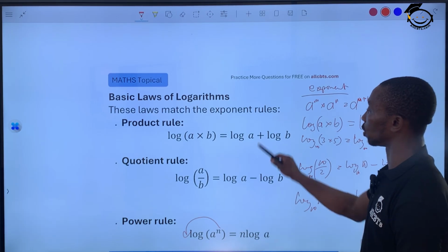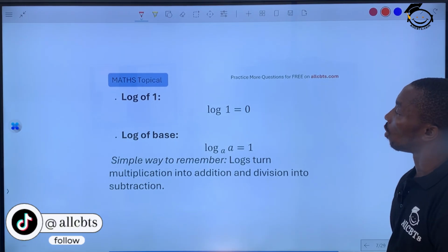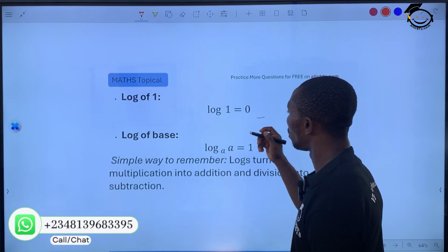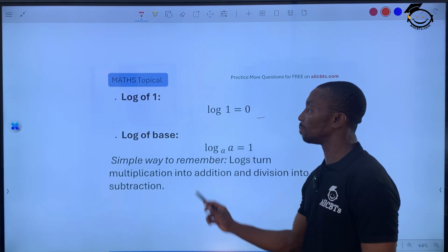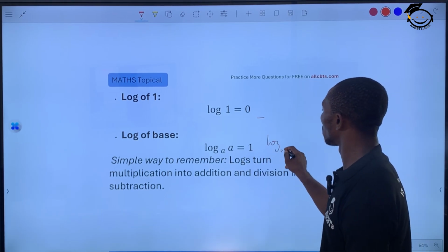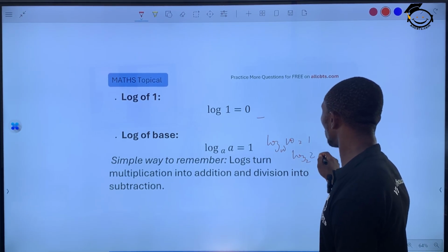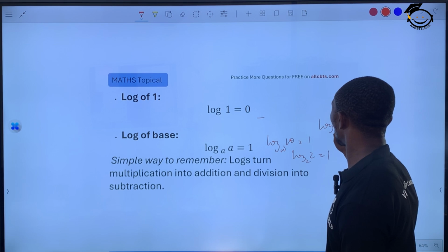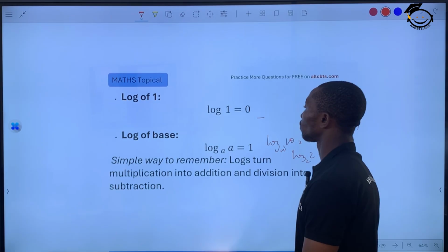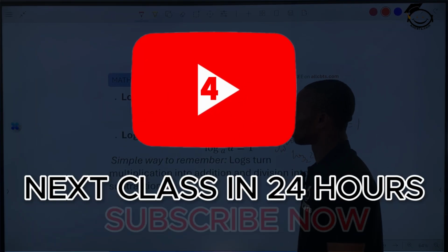Okay, that's the application of those three laws. So log of 1, log 1 equals 0. And log of the same base gives us 1. That's like we have log 10 base 10 equals 1, log 2 base 2 equals 1, log 5 base 5 equals 1. So log 1 base 10 equals 0.